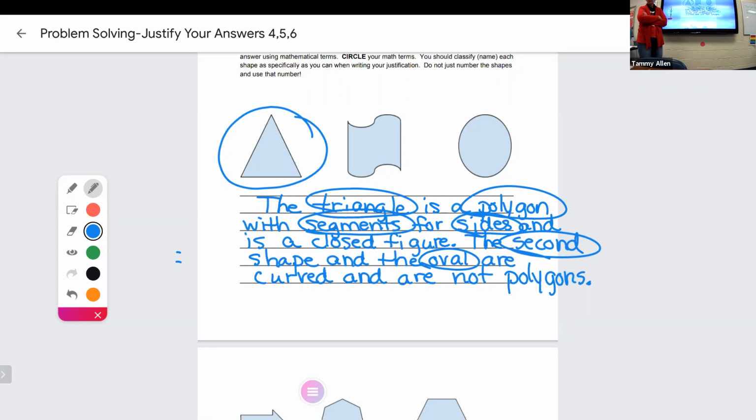So it's curved, it's not a polygon. Correct. If it has curves in it, it's not a polygon because the definition of a polygon is it has segments for sides and it's a closed figure. Okay? Anything else on that? Anybody?